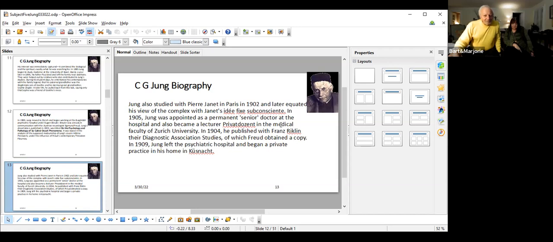So he went to Paris and studied there for a bit, and then came up with his idea of a complex in psychological terms, and he became a permanent senior doctor at the hospital, and also became a lecturer, Privatdozent, at Zurich University, and then started publishing papers and went into private practice.